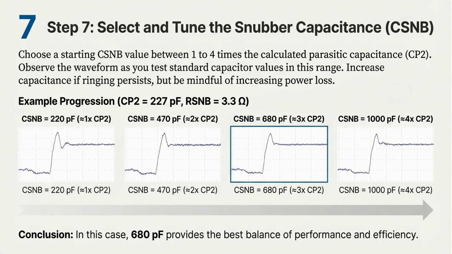Step 7 involves selecting and tuning the snubber capacitance. Start with a value 1 to 4 times the calculated parasitic capacitance. Test standard capacitor values in this range and observe the waveform. The example shows 680 picofarads provides the best balance of performance and efficiency.